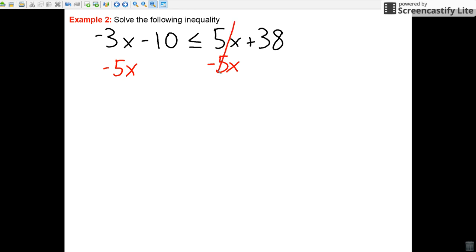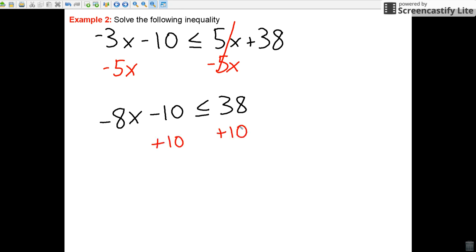We will minus 5x from both sides, leaving us with negative 8x minus 10 is less than or equal to 38. The next step will be to eliminate the negative 10 in hopes of getting the x by itself. The opposite of negative 10 is positive 10. We will add that to both sides, leaving us with negative 8x is less than or equal to 48.